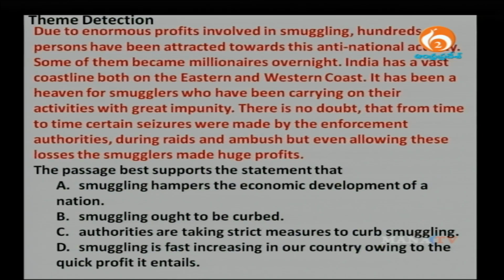It basically means smuggling is going on because of the vast coastline India has, right from West Bengal to Kerala on the east, as well as Kerala to Gujarat on the west. So that's a very long eastern and western coast that we have. Even though the police catches certain smugglers certain times, they still carry on their activities without fear. With great impunity means being fearless. So despite these crackdowns, despite these arrests, there are still a lot of instances where smugglers are making a lot of profit.